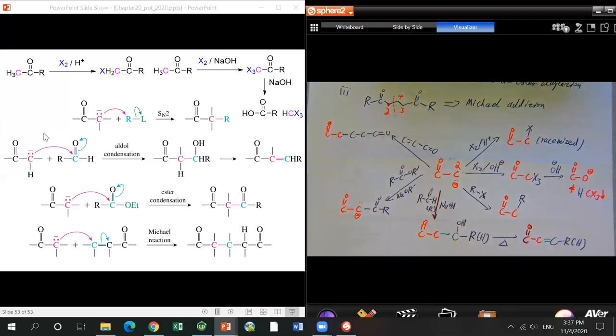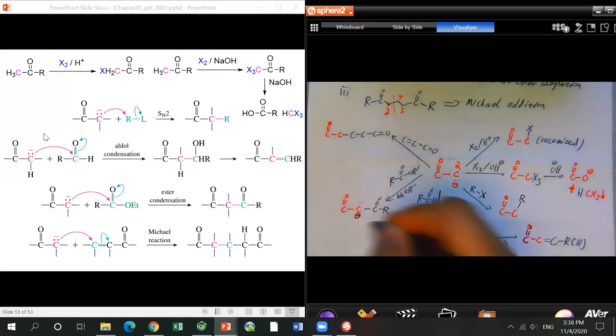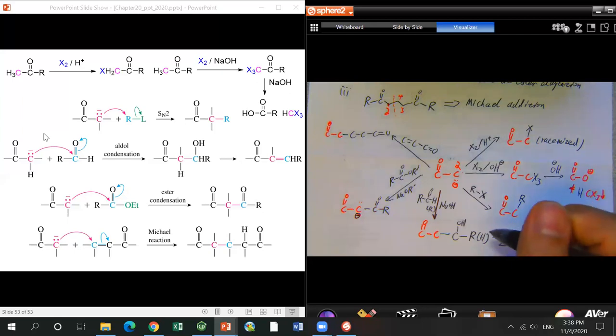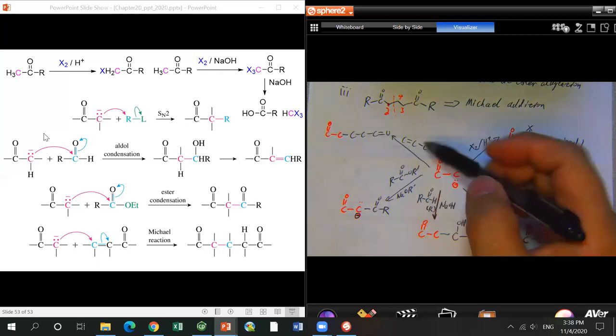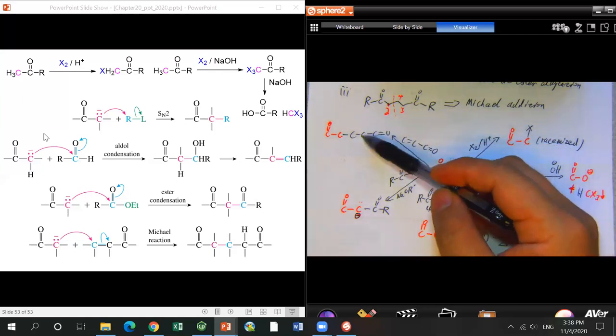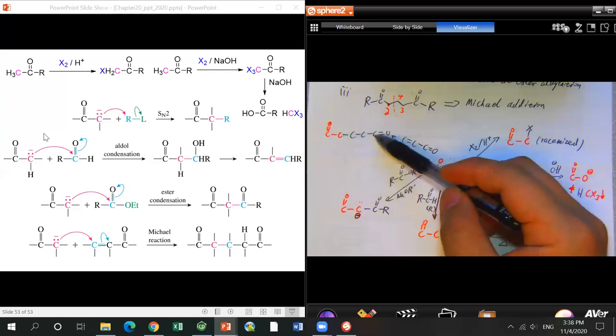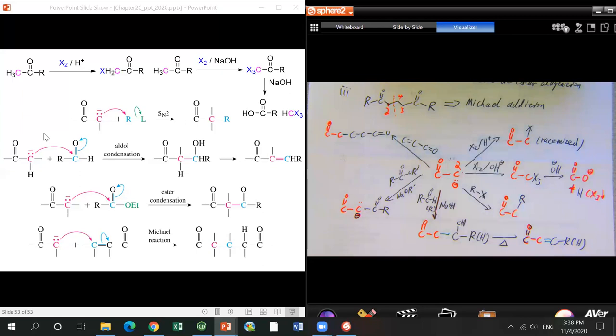Otherwise you see a negative one charge. So this is generally a more stable intermediate. Otherwise it's hard to push it forward. And for the Michael addition reactions, make sure you have three carbons between your two carbonyl carbons. That means you draw the right product.